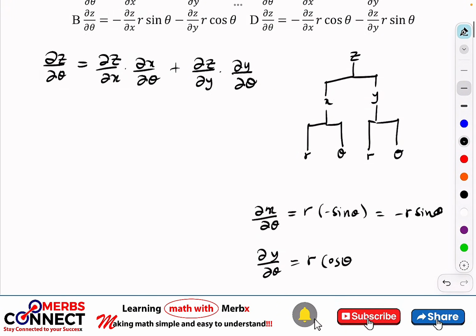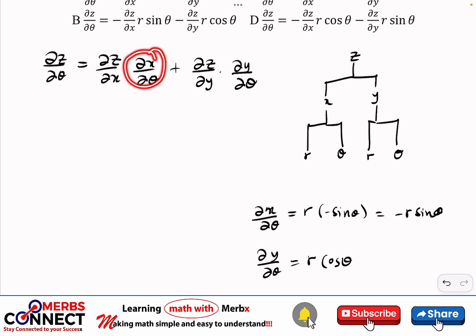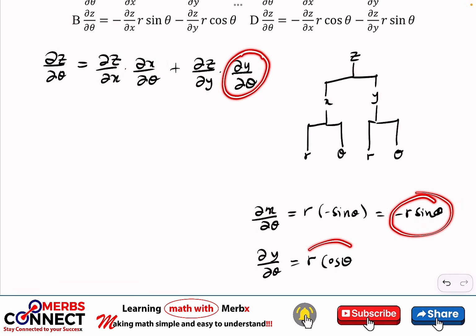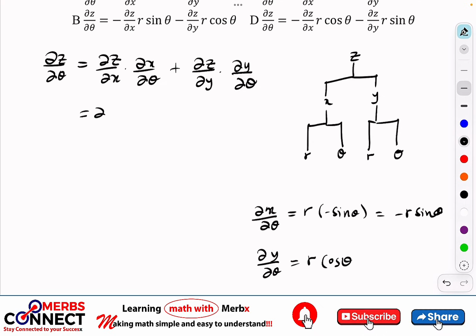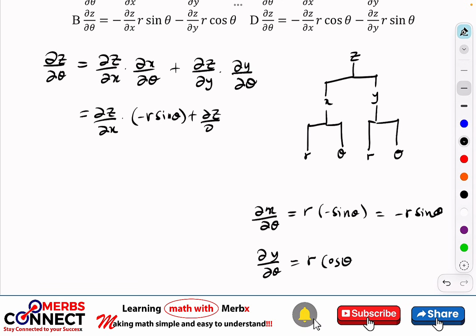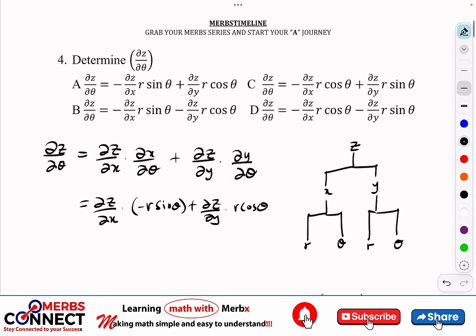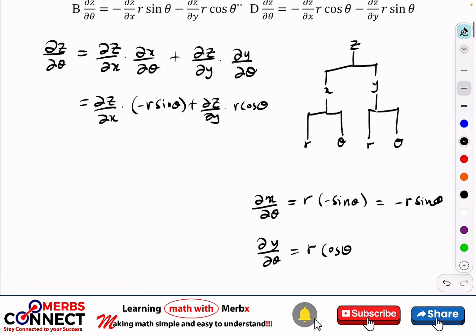So now let's do substitution. I know that this is here and this is also here. So this is just going to give us partial z with respect to x times minus sine theta plus partial z with respect to y times r cos theta. So let's find out if we have a result. Okay, I think they did some small simplification there. So let's also take the minus out because I multiply by minus. This is r sine theta plus, with respect to y, r cos theta.